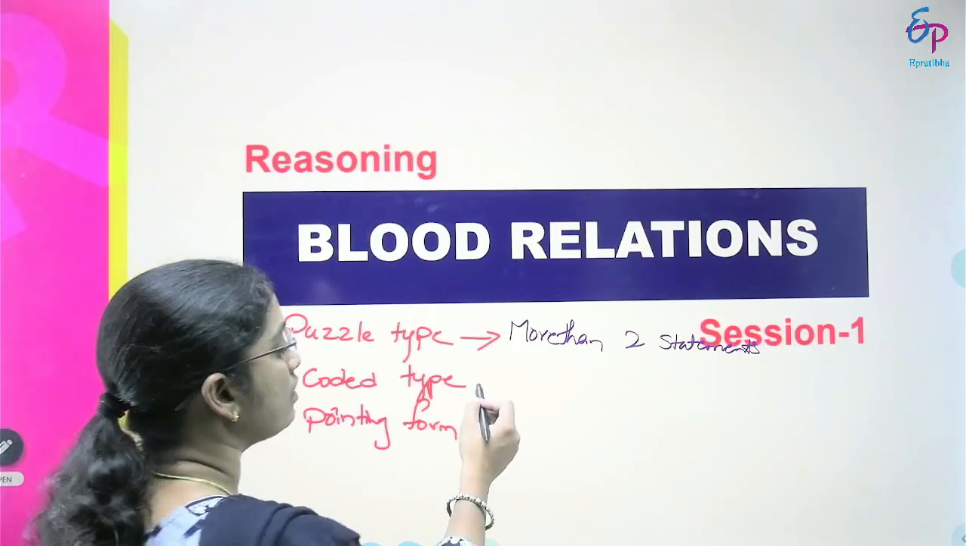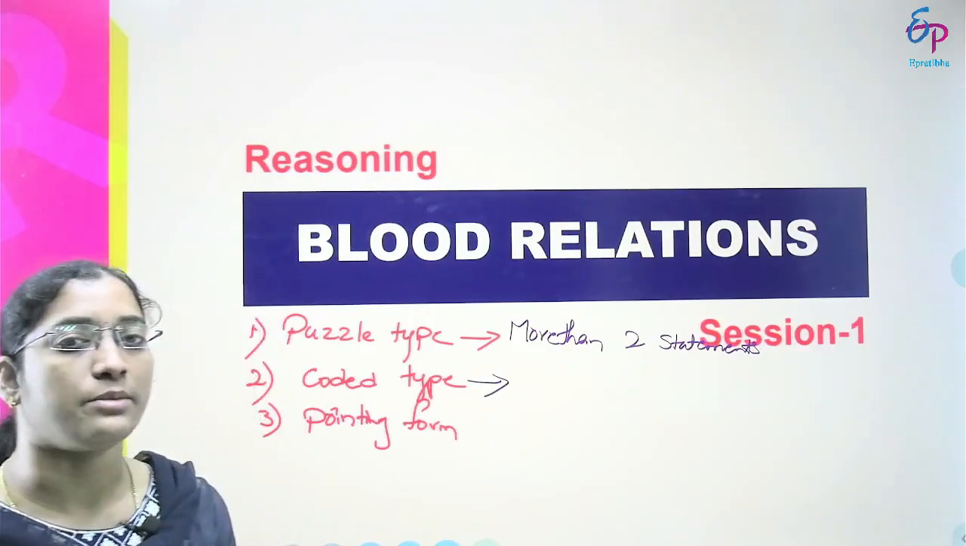Then how do we find out the given question is a coded type question?